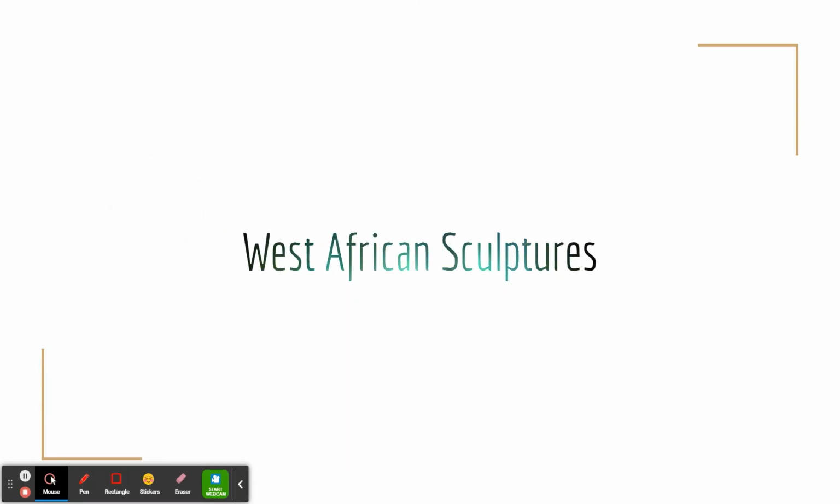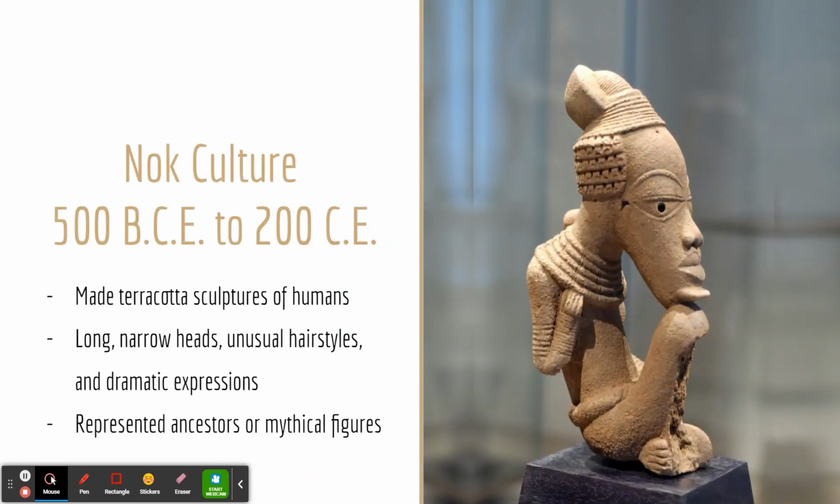West African sculptures. Nok culture, 500 BCE to 200 CE. They made terracotta sculptures of humans. The sculptures have long narrow heads, unusual hairstyles, and dramatic expressions. Some believe they represented ancestors or mythical figures. Over here is a sculpture from the Nok culture. You can really see the long narrow heads, unusual hairstyles, and dramatic expressions in this sculpture.